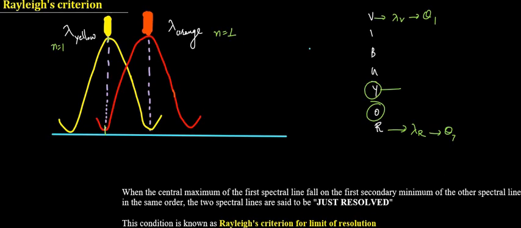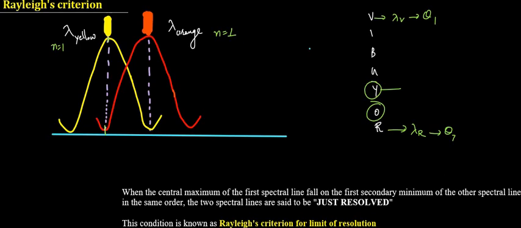Okay, the Rayleigh criterion explains that when the central maximum of the first spectral line falls on the first minimum of the other spectral line in the same order, and that is very important, the same order, then the 2 spectral lines are said to be just resolved. This condition is known as the Rayleigh criterion for the limit of resolution. If and only if the spectral lines satisfy this particular condition, then we can see them separately.